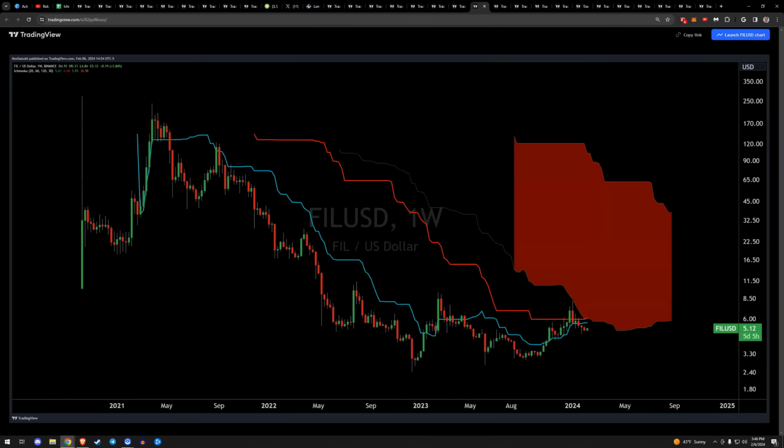That's why you always want to watch these as they're playing out, which is why I've got some specific alt charts on the mind. You'll notice Filecoin allergic to the cloud, not a good sign. Bearish TK cross, not a good sign in the moment, right? This could still play out, but this just says this needs even longer to be sure.